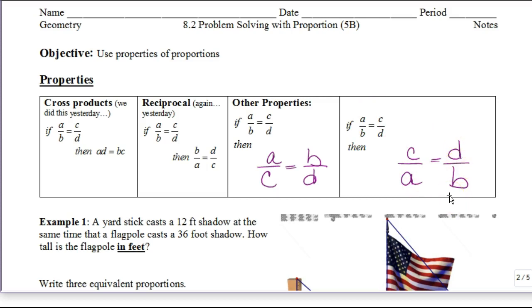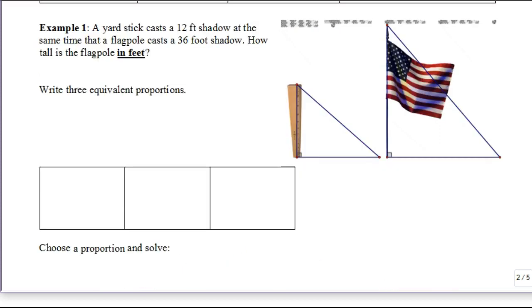Why are we making you rewrite these ratios and proportions in so many different ways? The reason is to really highlight that there's many correct ways to get to a correct answer. Let's take a look at our example 1. I'll let you read through the problem. In order to write the three equivalent proportions, I am going to label the diagram to see if I can find some patterns. Because I want my answer in feet, I'm going to convert all of my units to feet.